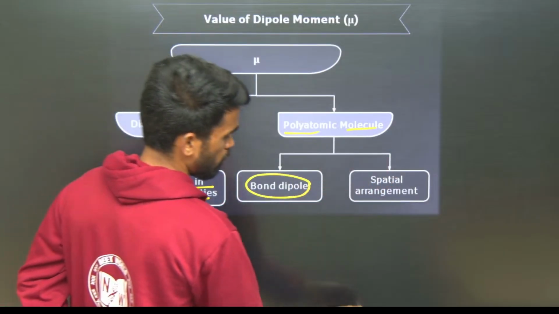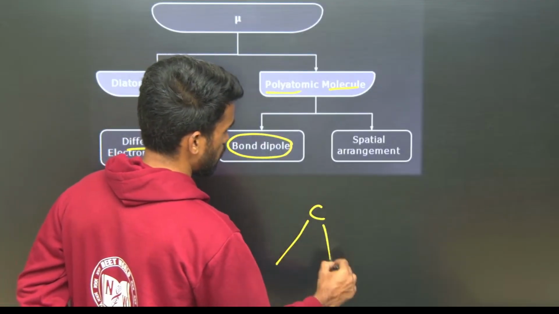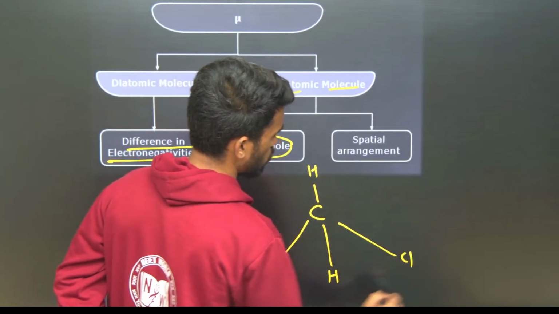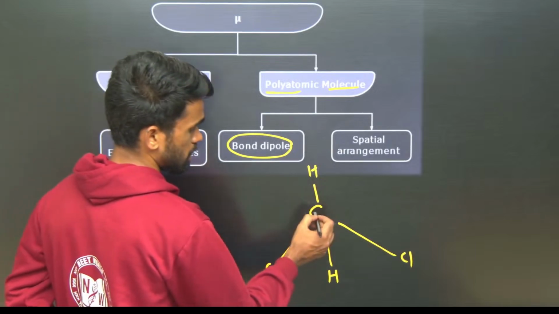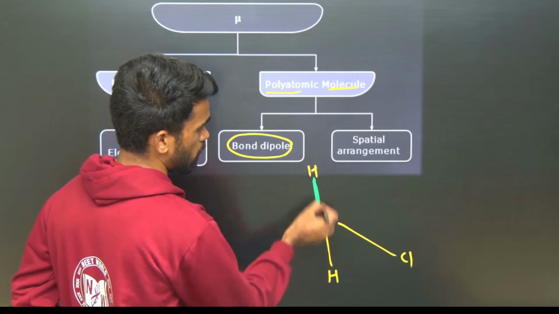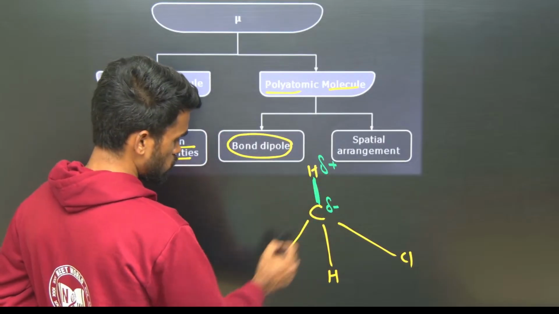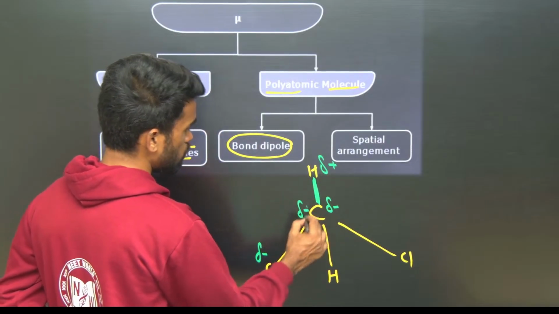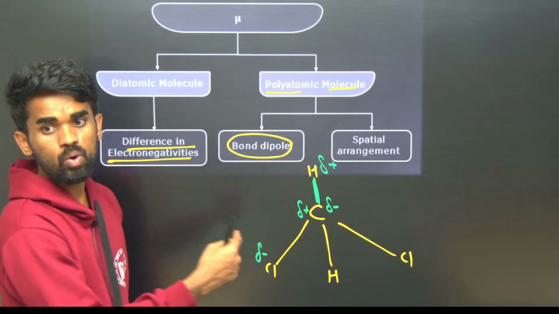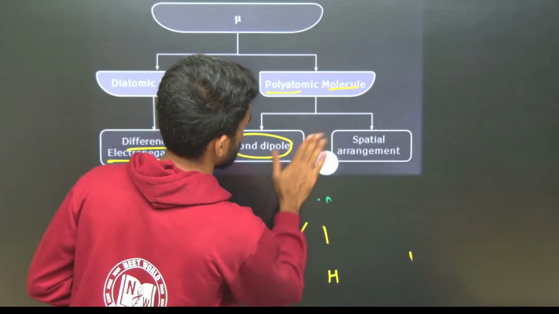What does bond dipole mean? For example, I have a polyatomic molecule, like carbon with hydrogen, chlorine, and some more hydrogen and chlorine. In this case, it depends upon the bond dipole between these two atoms. We have a bond, so this is partial positive, this is partial negative, and between these two, this is partial negative, this should be partial positive. It depends upon individual bonds, and together we will consider the overall dipole moment. I will show you some questions after some time, but just understand these terms which I am using.